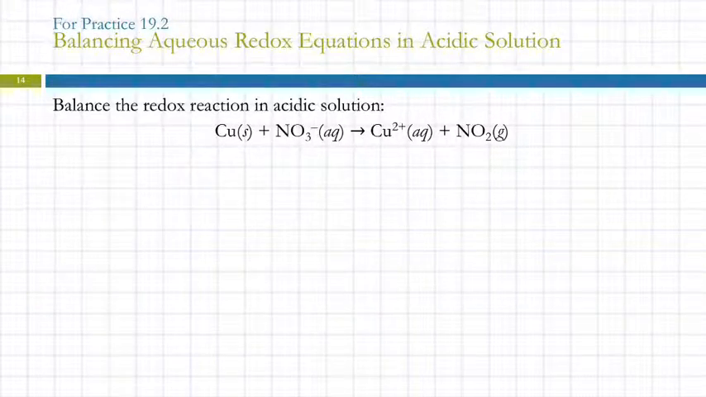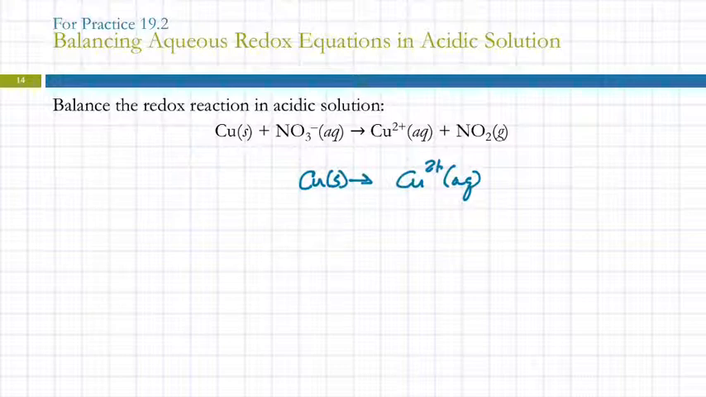Let's do another one. Copper metal plus nitrate, giving us copper 2 ion and nitrogen dioxide. So what's the first step? Half reactions. So we'll put the copper in one half reaction and the nitrogen oxygen things in the other.